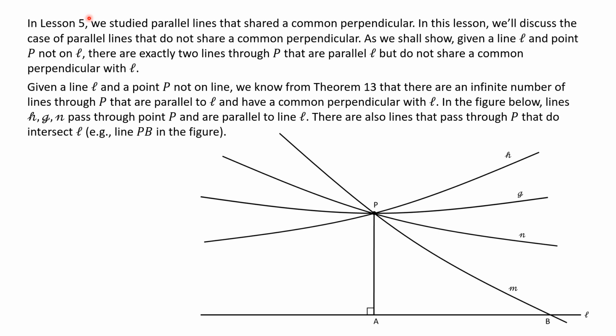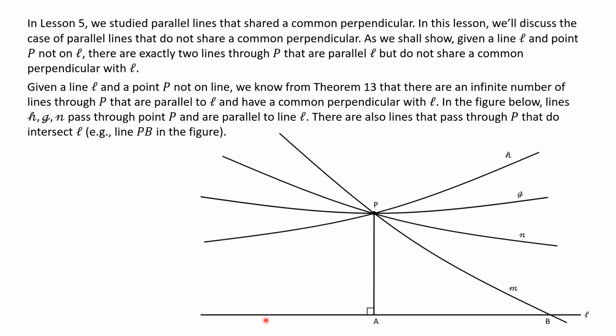We'll show later in this lesson that given a line L and a point P not on L, there are exactly two lines through P that are parallel to L but do not share a common perpendicular. Before we proceed, let's review a little bit from what we had done in Lesson 5.